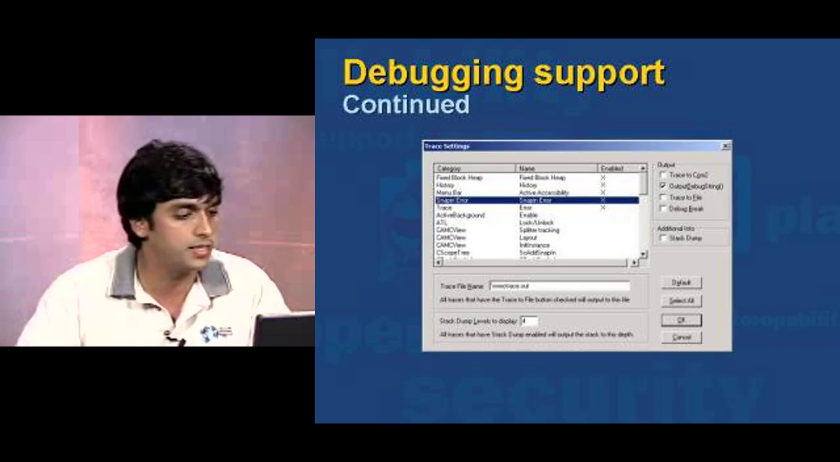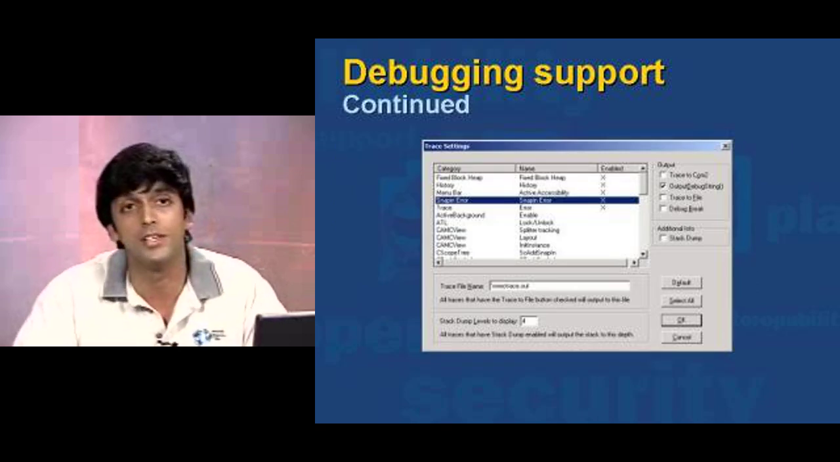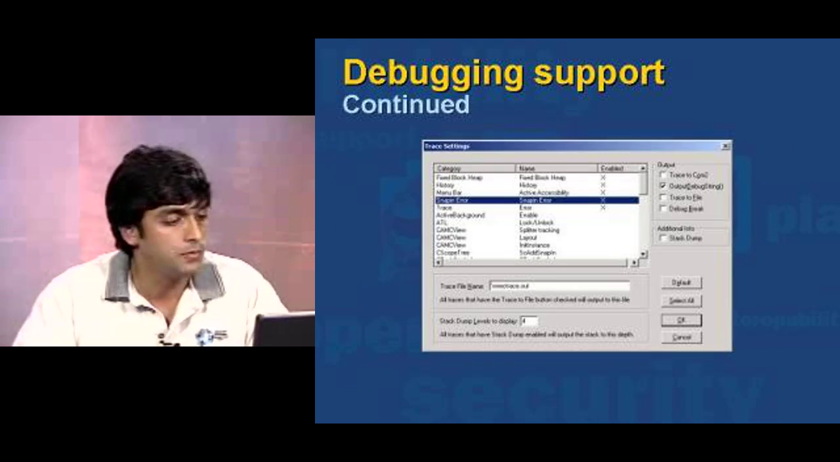There's a new debug trace dialog. Again, this is only in the debug builds of MMC, which can be invoked using a special hotkey, in which traces can be individually turned on and off.